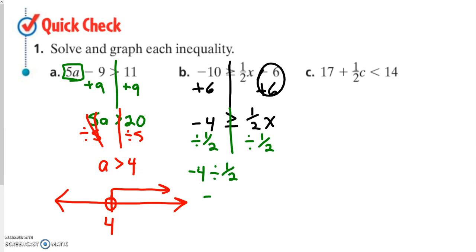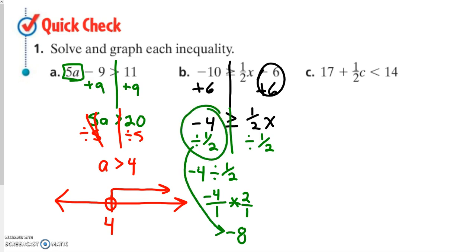Well, that's the same as saying negative 4 over 1 times 2 over 1. Well, negative 4 times positive 2 is negative 8. So on the left side, this whole side turned into negative 8. A half divided by a half turns into 1x, and the inequality symbol drops down. I have this. Negative 8 is greater than or equal to x.